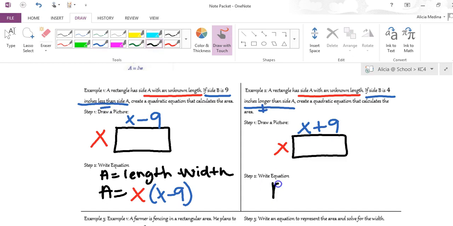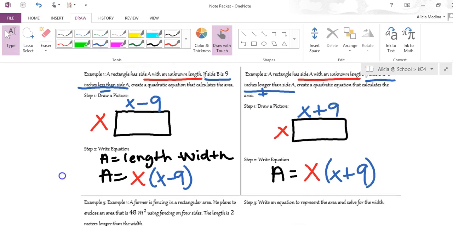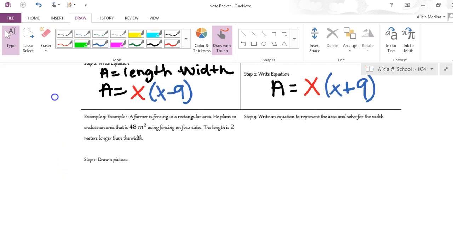So again, write our equation here. We know area is going to equal our length times our width. So it's going to be X times X plus 9. Alright, again, all it asked us was to write the equation. We don't need to solve or simplify yet.